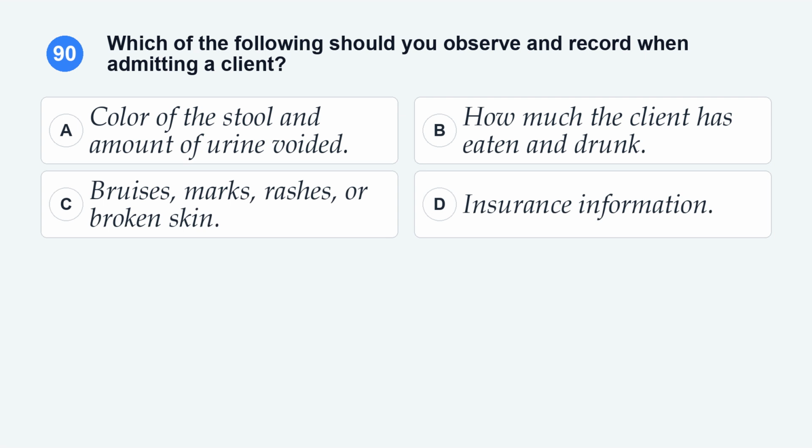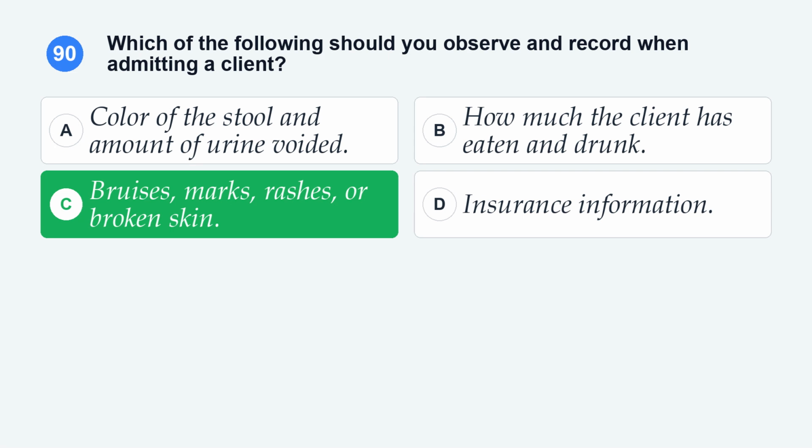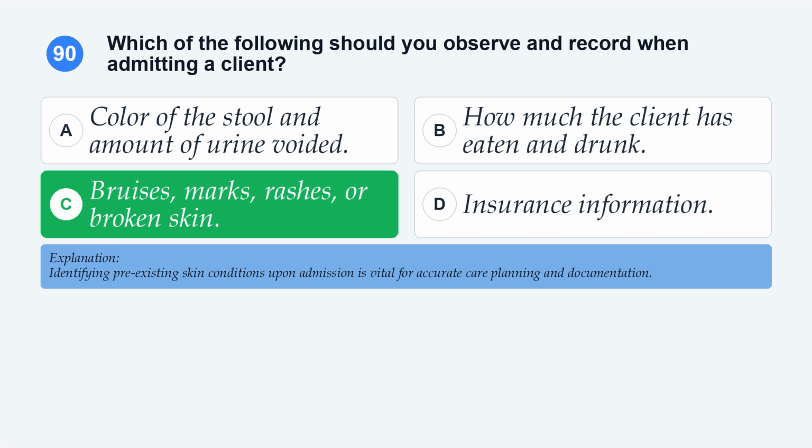Question 90. Which of the following should you observe and record when admitting a client? Option A, color of the stool and amount of urine voided. Option B, how much the client has eaten and drunk. Option C, bruises, marks, rashes, or broken skin. Option D, insurance information. The correct answer is option C, bruises, marks, rashes, or broken skin. Explanation. Identifying pre-existing skin conditions upon admission is vital for accurate care planning and documentation.